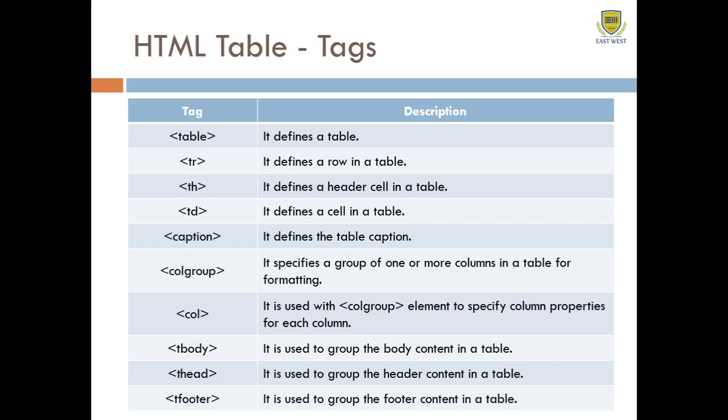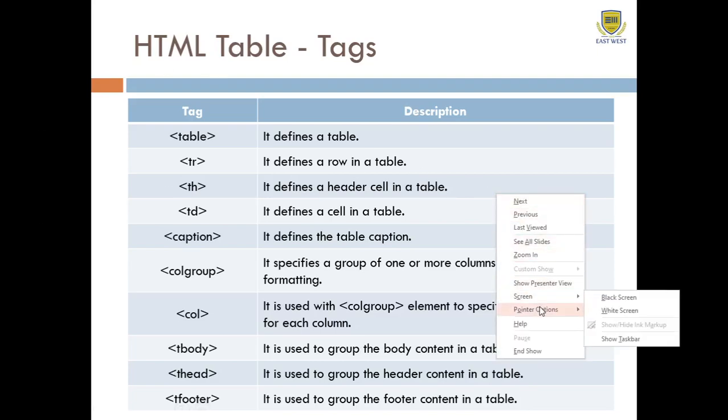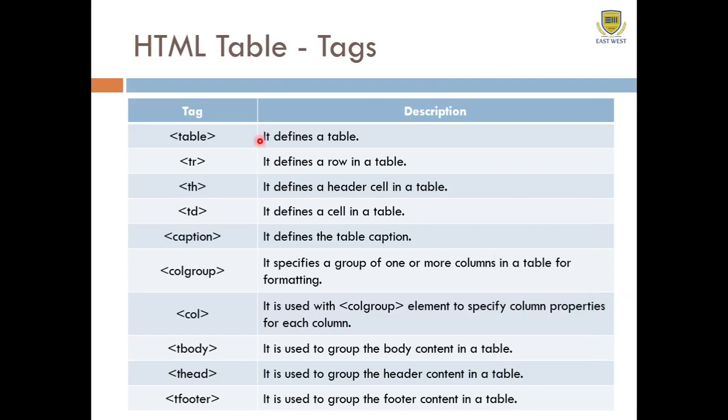Let us study them one by one. The first one is the table tag itself, which defines a table. Next is the tr tag, as we know, it defines a row in a table. The th tag defines the header cell in the table. The td tag defines the cell in the table, that is table data. A cell contains the data, so it defines the table data.